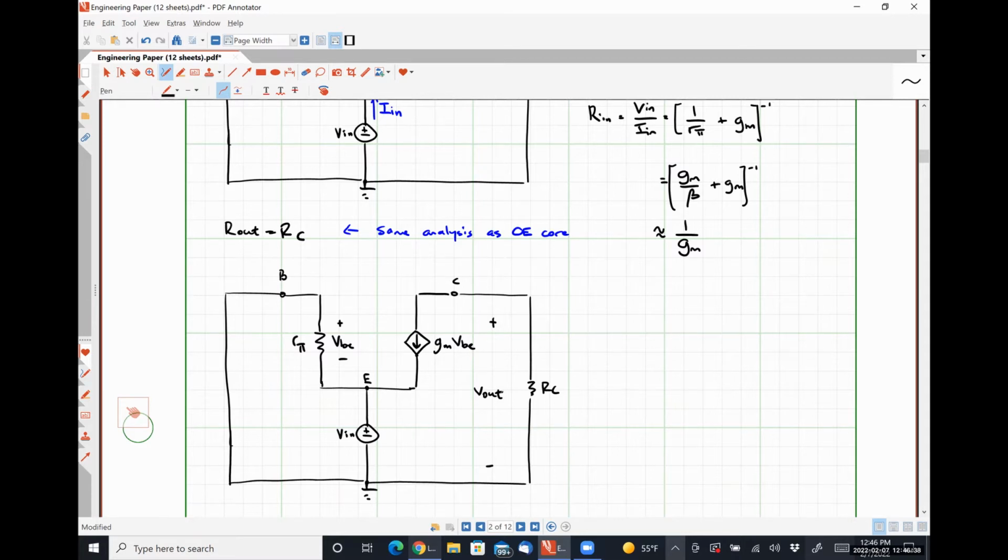It should be fairly straightforward here that V out is equal to the resistor value RC times negative gm VBE, because the current gm VBE is flowing into the negative polarity terminal. As Mr. Boyle pointed out a moment ago, VBE is the exact same thing as negative VN. Negative VB is equal to VN is how I'm going to choose to write it. And so if we take V out divided by VN, what we're left with is our voltage gain, AV, is equal to positive gm RC.